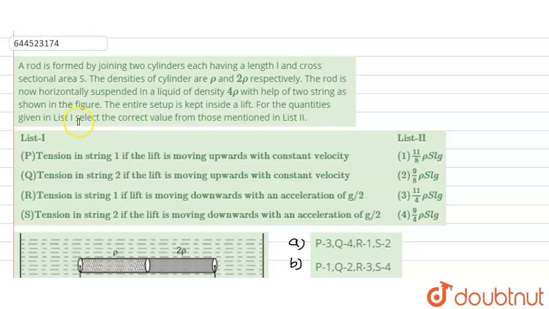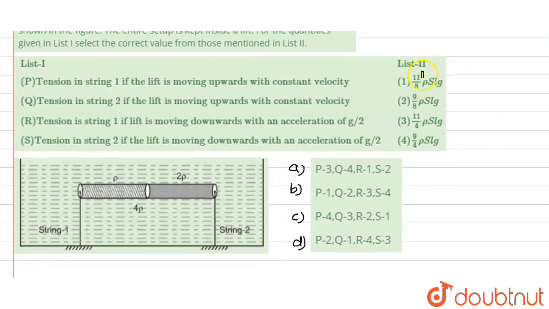Now for the quantities given in list 1, we need to match them with the values in list 2. List 1 asks for the tension in strings 1 and 2 if the lift is moving upward with a constant velocity. And in R and S, it is asking for the tensions T1 and T2 if the lift is moving downward with a constant acceleration g by 2.